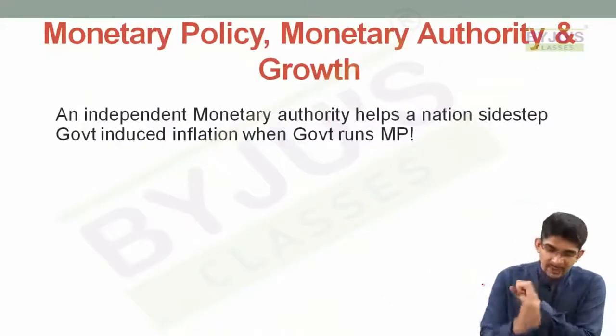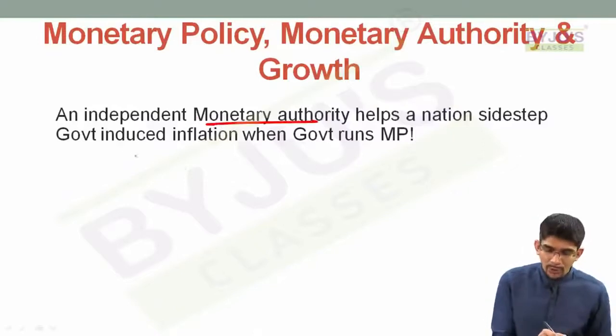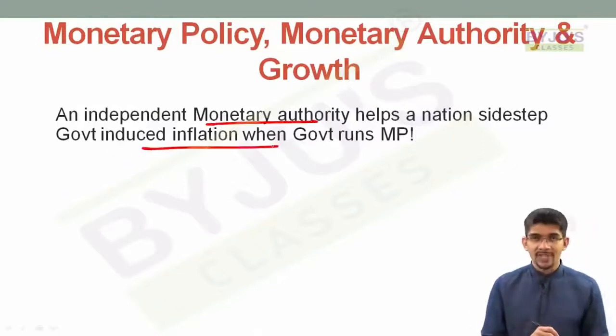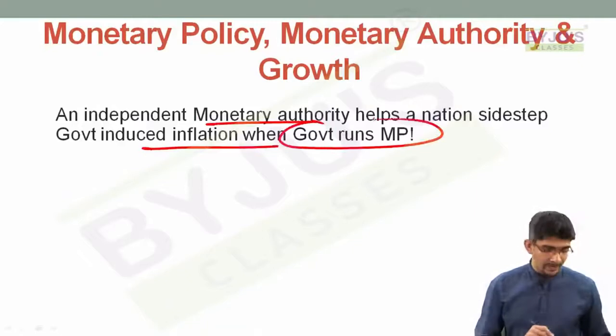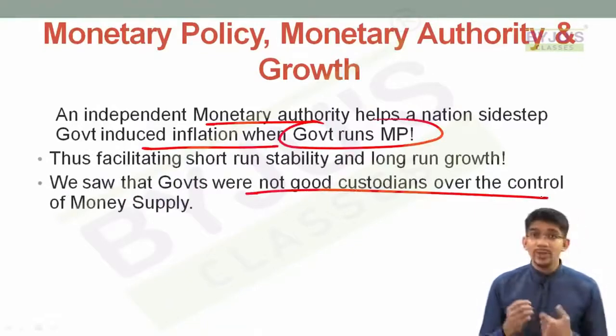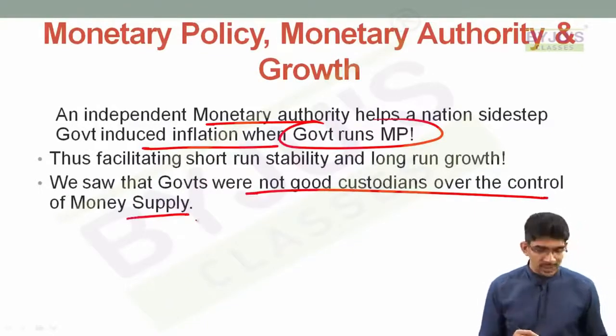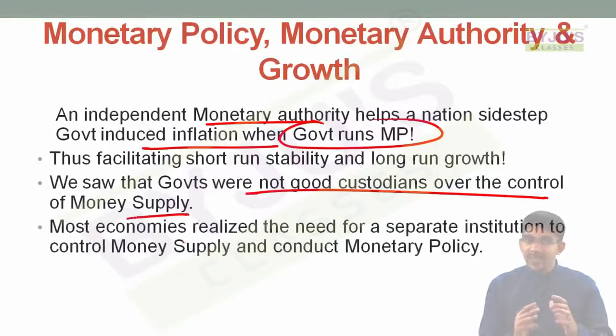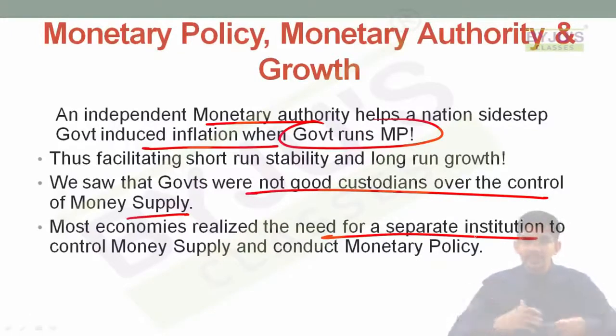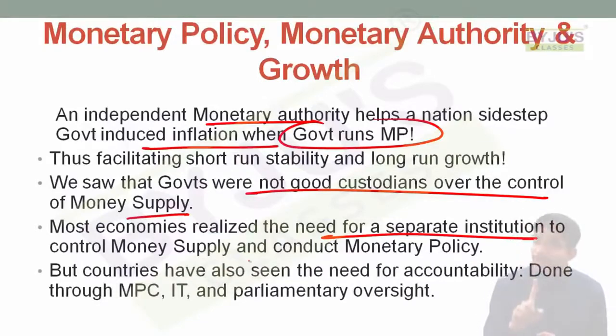Now, as we saw, an independent monetary authority is required if you want to sidestep government-induced inflation, because government should not be allowed to run MP. We saw that governments are not good custodians of the money supply or of the monetary policy. So most economies realized this and saw the need for a separate institution to do monetary policy. So across the world, independent central banks are set up because the countries realized this. This is why independence is sacrosanct. We cannot compromise there. But countries have also, as they grow, policy making evolves all the time.